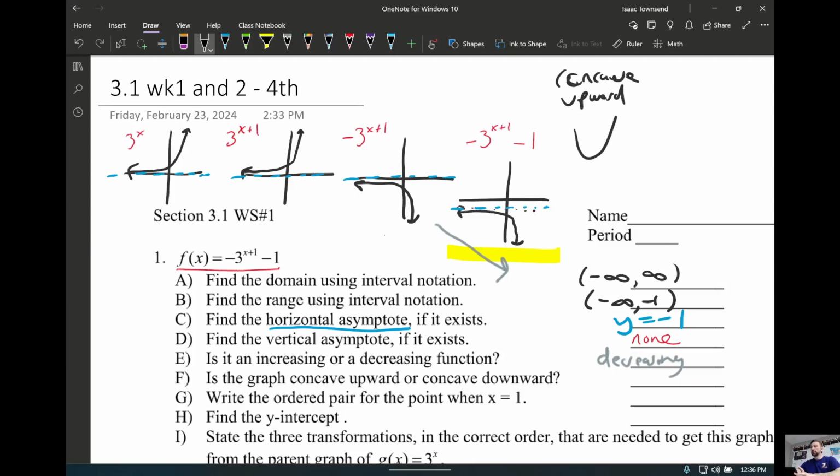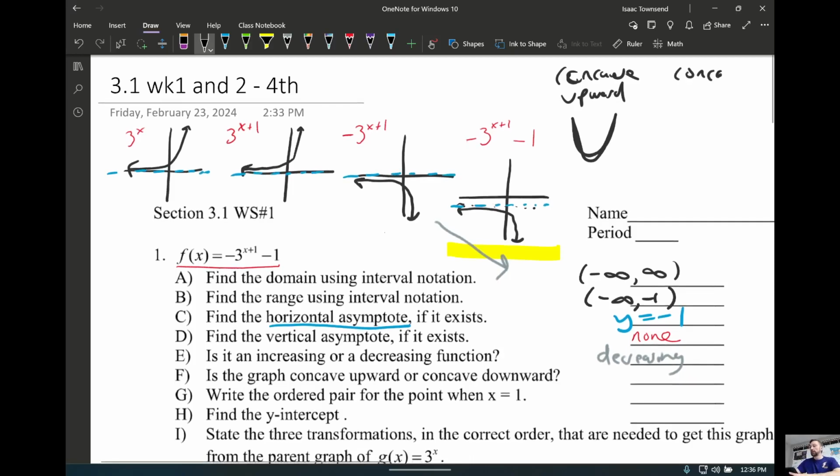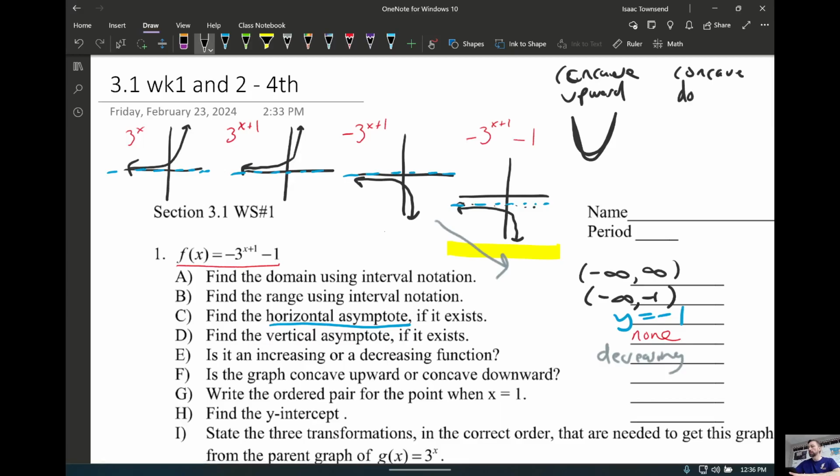Concave upward is when the graph opens up like a cup, whereas concave downward opens down like a frown. Concave up like a cup, concave down like a frown. So here is concave up because it's opening upwards, still concave up, but then as soon as we flip it over the x-axis, now it's concave down, concave downward.